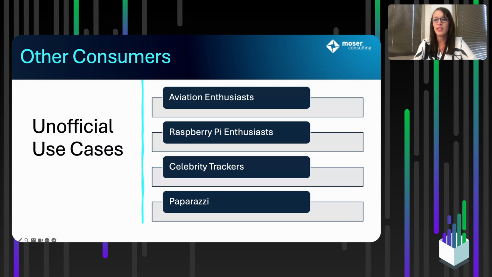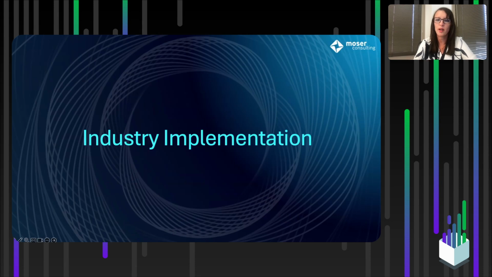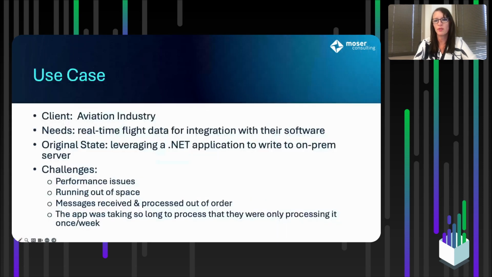Next, we will talk about an industry use case and how one company is streaming ADS-B data. We have a client in the aviation industry with a need to ingest real-time flight data for integration with their software. Additionally, in order to receive ADS-B data, this client hosts a Raspberry Pi.